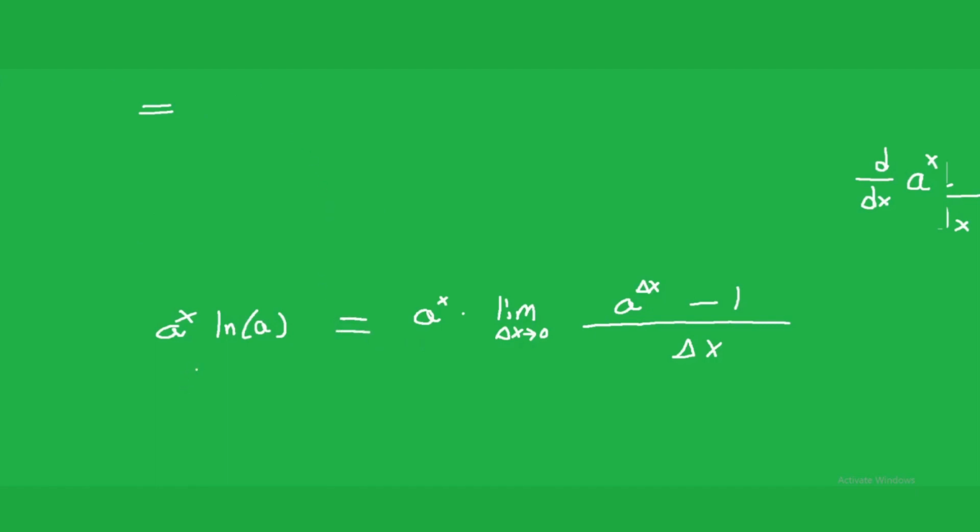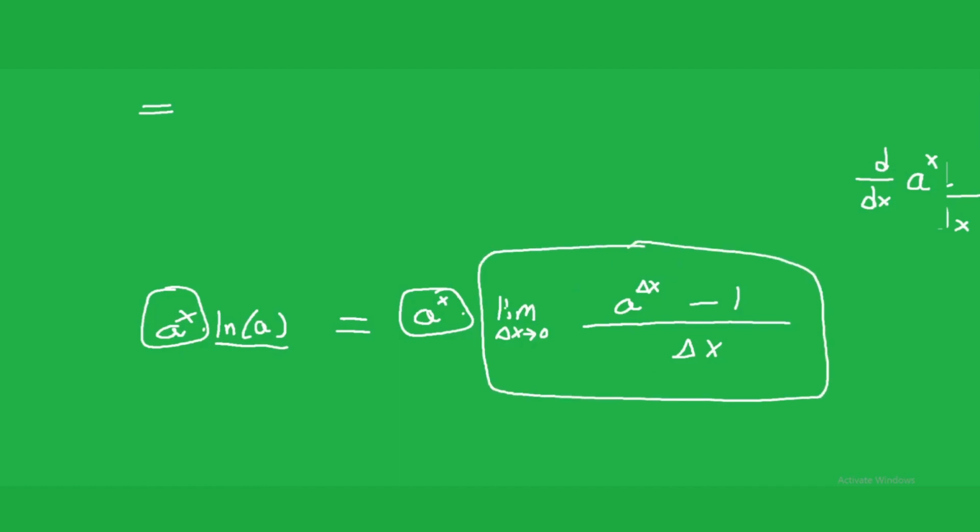So hopefully you can see that this a to the x right here and this a to the x right here are doing the same job, and that this natural log of a and this limit right here must be equal because of that, right? So we're basically saying that the natural log of a is equal to the limit as delta x approaches 0 of a to the delta x minus 1 over delta x. And because that's true, that helps us understand a little bit as to why e is so important here.